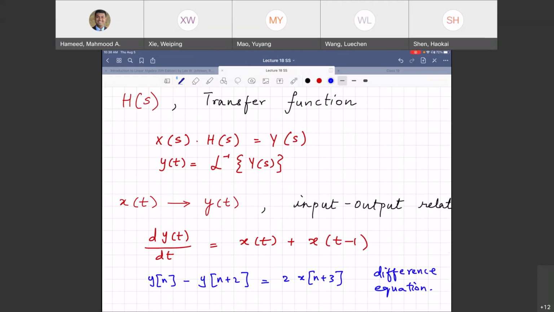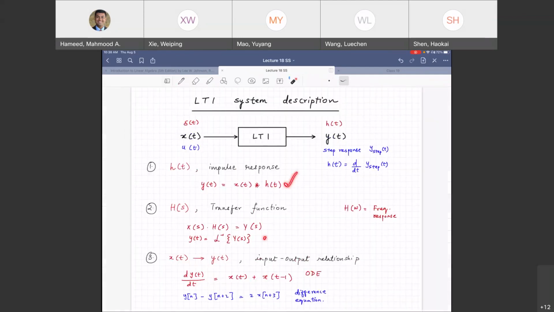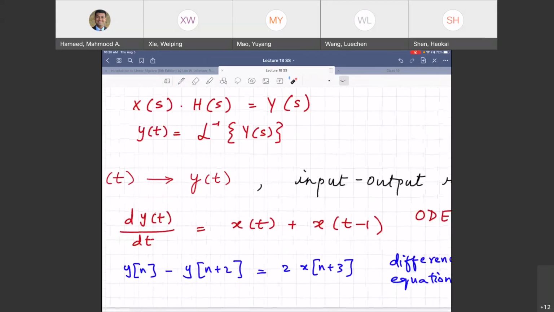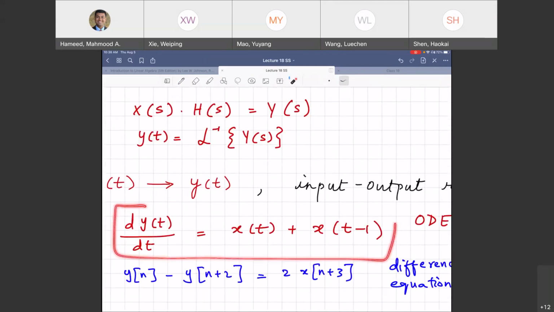So I've got a difference equation telling me the relationship between input and output for discrete systems, and I've got a differential equation, or ordinary differential equation, telling me the relationship between input and output for continuous time systems. But using this, I can still find y of t, right? How can I do that? So suppose I wanted to work with the ordinary differential equation over here. How can I find y of t over here?